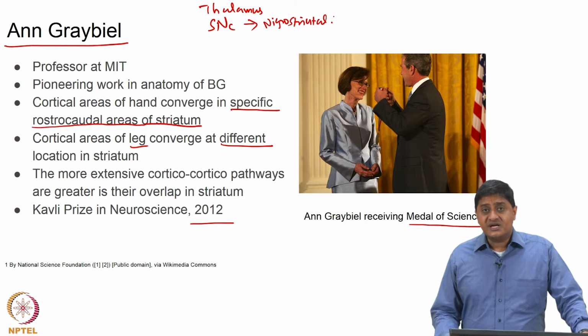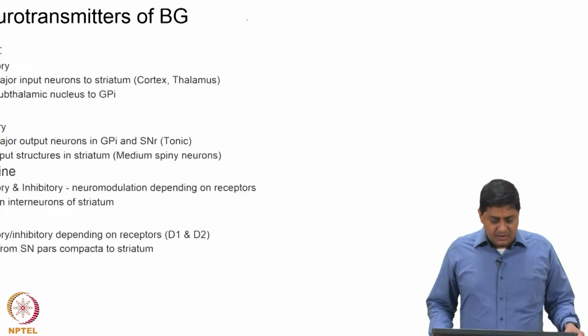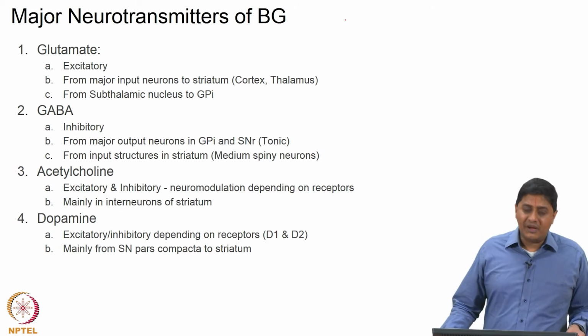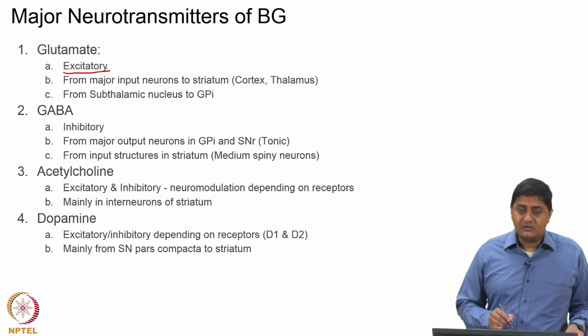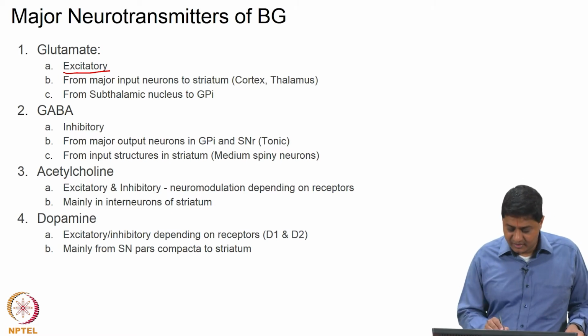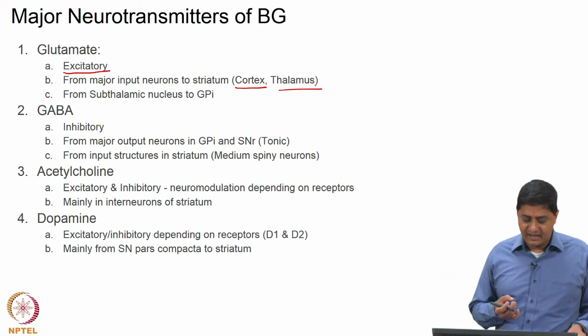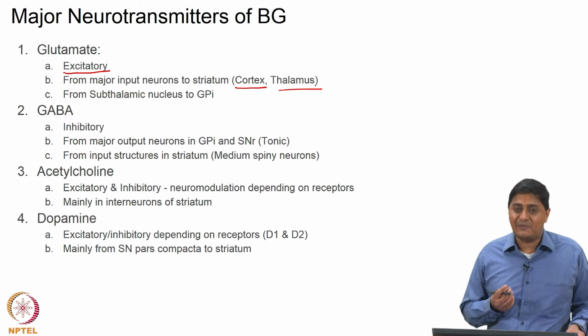Also, striatal neurons receive inputs from several interneurons within the striatum. These are in great variety and are beyond the scope of this course. What are the major neurotransmitters within the basal ganglia? Importantly, glutamate. Glutamate is an excitatory neurotransmitter, and glutamate is released by major input neurons to the striatum. From where? Basically from cortex and from thalamus. And also importantly, within the basal ganglia, glutamate is used by the excitatory neurons of the subthalamic nucleus, right.